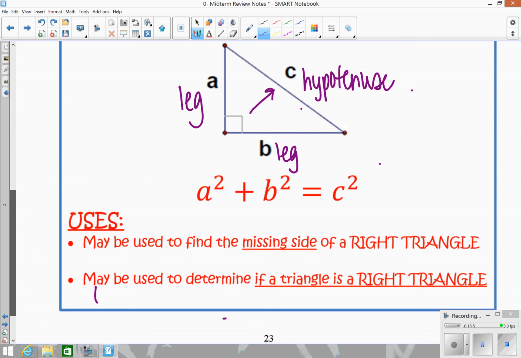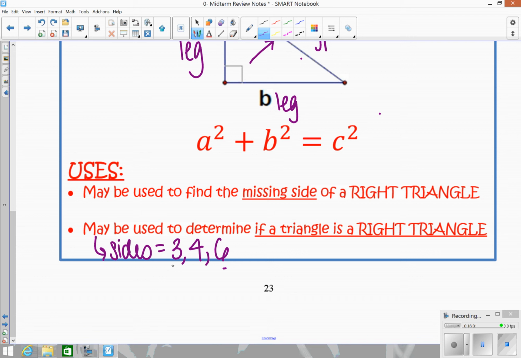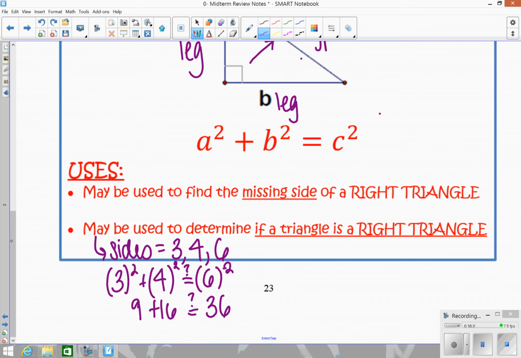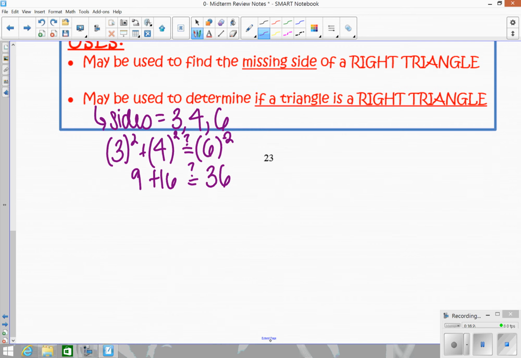So for that one, let me just show you. If I had sides equal to 3, 4, and let's say 6. If you wanted to check to see if those form a right triangle, you plug into the Pythagorean theorem. The longest side has to go in for C, and you see if it's equal. So this would be my C squared, the longest side, and then 3 squared plus 4 squared are my shorter sides. So it'd be 9 plus 16, and I want to see if that equals 36. If you add 9 plus 16, you get 25, and that does not equal 36.